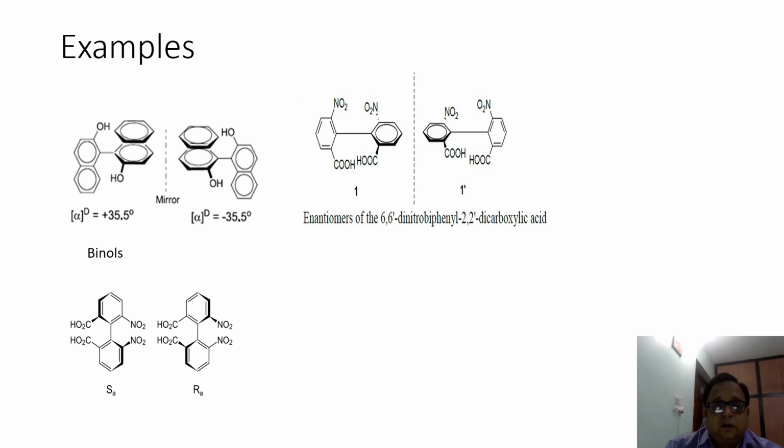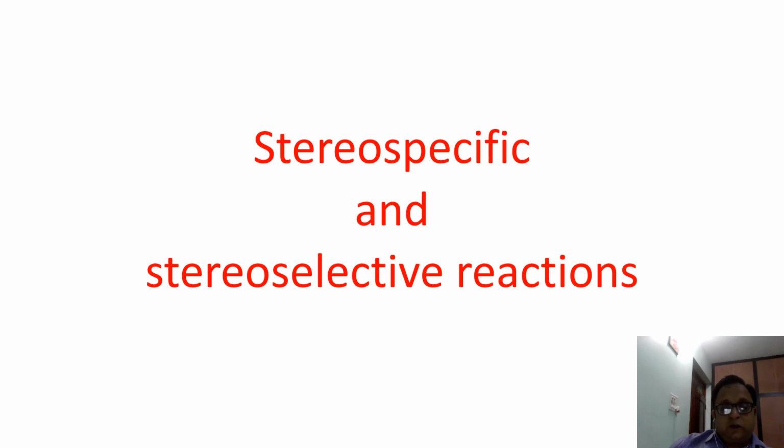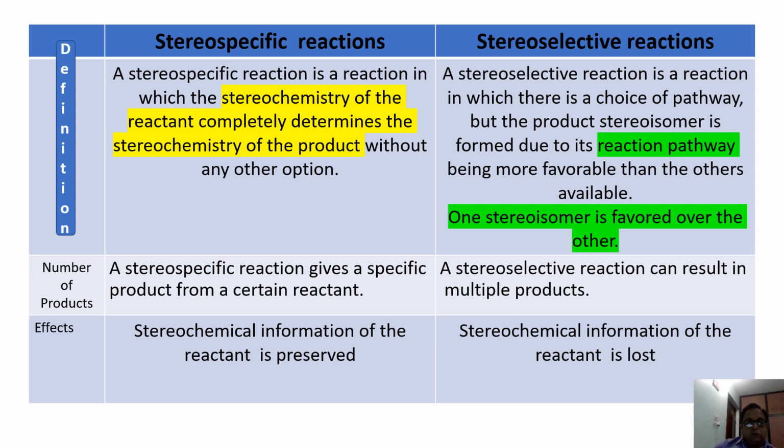In the next slide, there are some examples that show atropisomers, that is BINOL, and 6,6 prime dinitrobiphenyl 2,2 prime dicarboxylic acid. Now we will discuss stereospecific and stereoselective reactions. First of all, we should be able to differentiate between these two reactions.